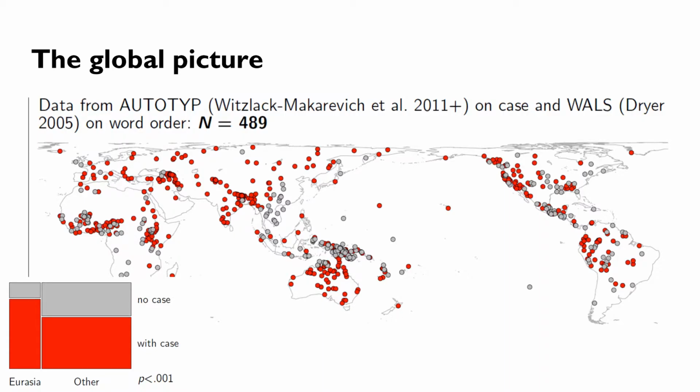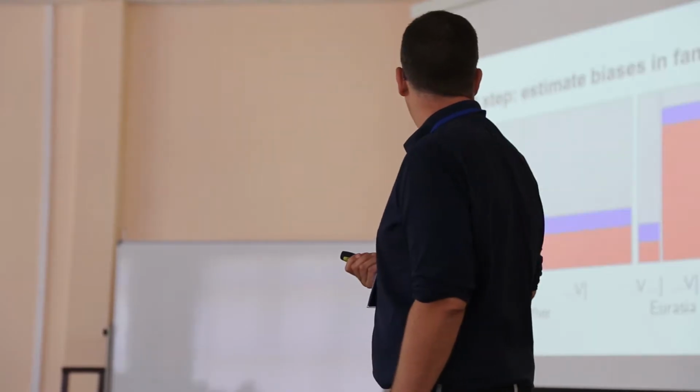Right? And so the gray ones are no case, the red ones are with case, right? So we see that there's a slight preference for case systems like this in Eurasia. That's what we see here.